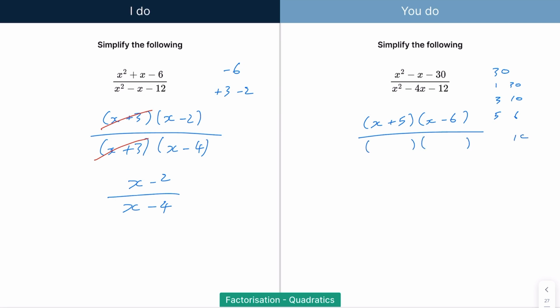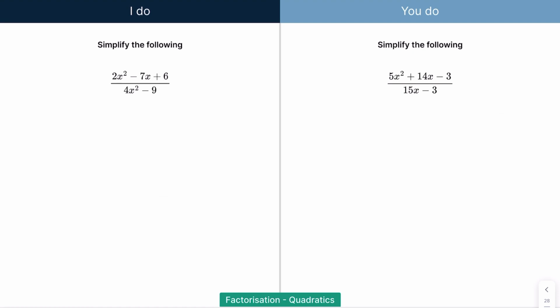we have 12. So we have 1 and 12, 2 and 6. Yep, that looks right. 2, 6, x, that'll be that, and that'll be that. That'll give us the negative 4. And now hopefully you've spotted that that and that cancel out. So that gives us x plus 5 over x plus 2.